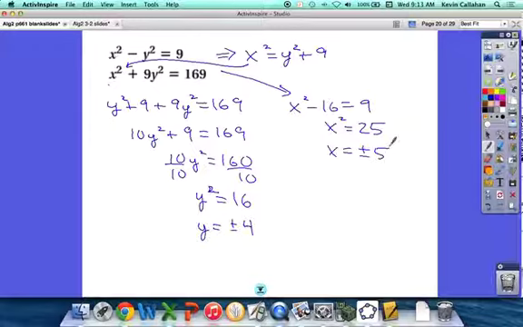So the points of intersection, we've got two different x values and two different y values. In this case, the answers are going to be 5, 4; 5, negative 4; negative 5, 4; negative 5, negative 4. It's all the possible combinations of these two values and these two values, which means it crosses in 4 places.